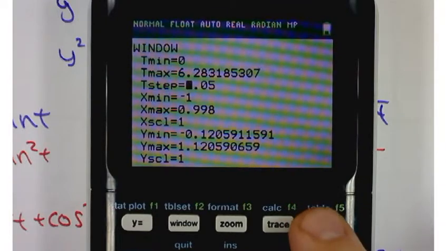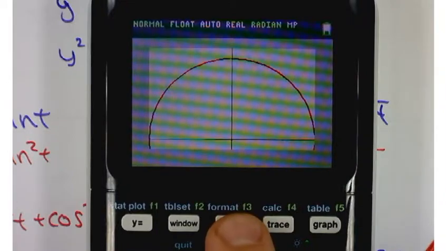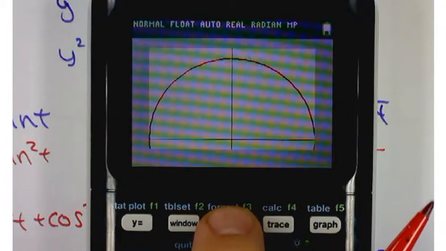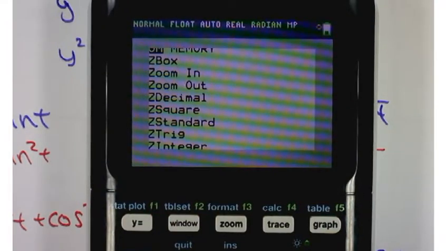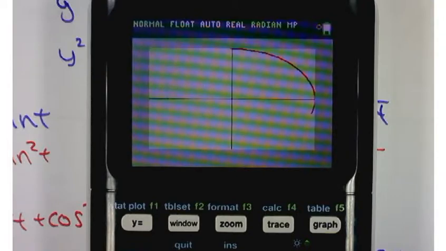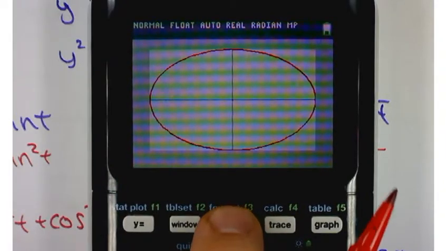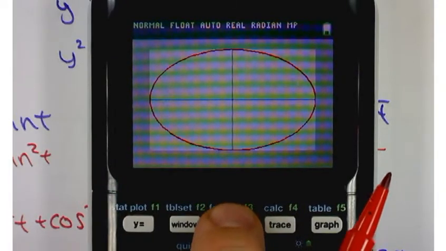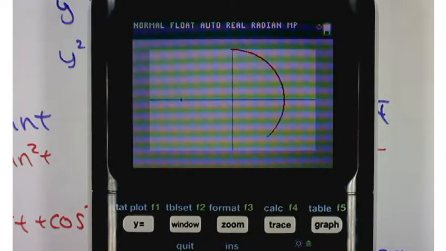So let's graph it. Boom. Wow. What did I forget to hit? Zoom fit. So zoom, and then zero, zoom fit. That should adjust things. And yeah, it looks like an egg, doesn't it? So if you wanted to pretty this up, what else can we hit? Zoom five. Yeah, zoom square. Nice. And that looks like a nice circle.